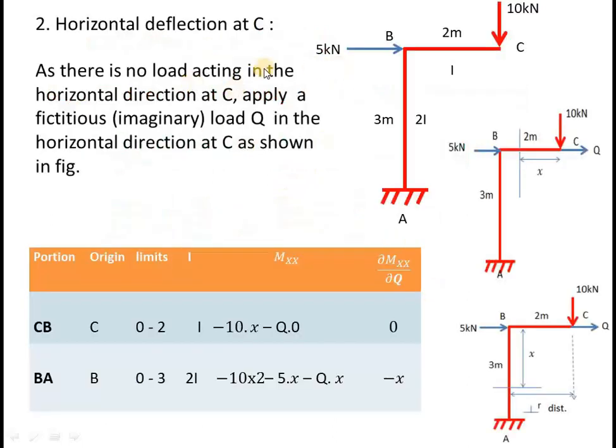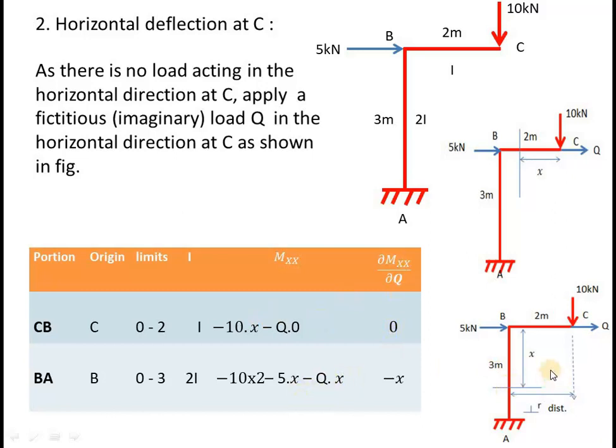Next, to get the horizontal displacement at C. Now there is no horizontal load at C, therefore again you have to assume some fictitious or imaginary load at C. You call that Q. Now when I take a section here in this portion, again CB as a portion, C is the origin, limits will be 0 to 2. Now there are two loads on the right, that is minus 10 into x, minus Q into 0, because the direct action of Q goes along this member. So dou Mx by dou Q is 0.